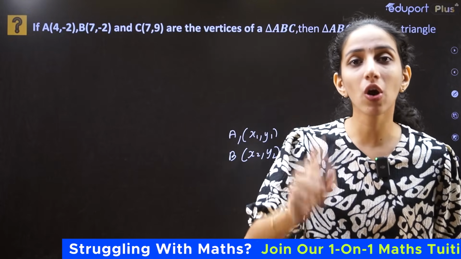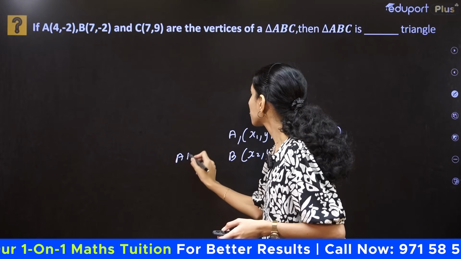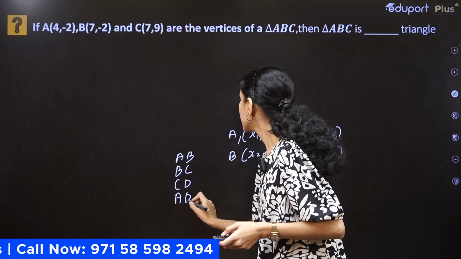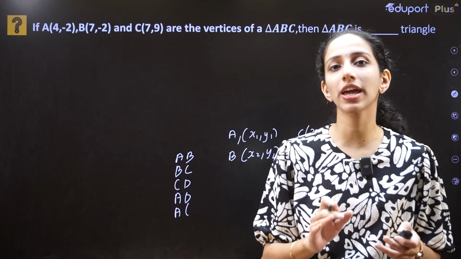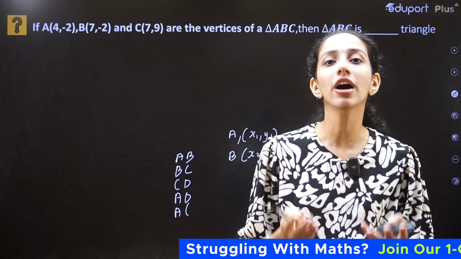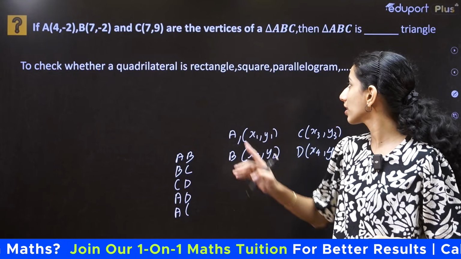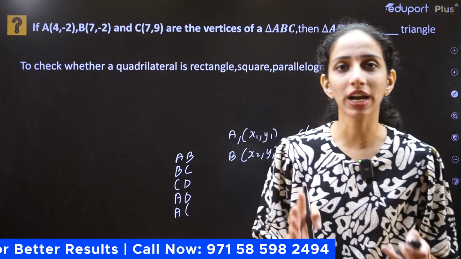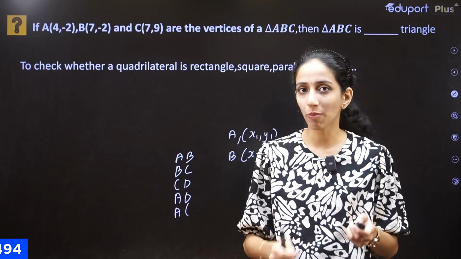So if you have four vertices, find all the combinations: AB, then BC, then CD, then AD, then AC. Like that you can find all these 6 combinations. Then after that you will get a conclusion and understand whether it is a square, a rectangle, a parallelogram, or a rhombus, etc. The same way you can check which type of quadrilateral it was. That's also an important question in your board examination.